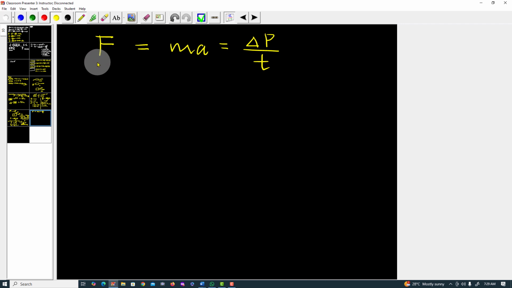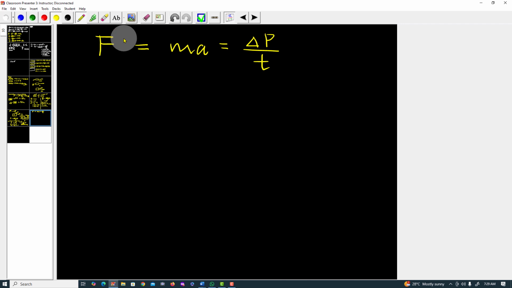At this point, we would like to move away from the definition of force as either a push or a pull and now adopt the correct definition of force. Force is defined as rate of change of momentum. And the equation which stems from the definition of force is F is equal to ma.